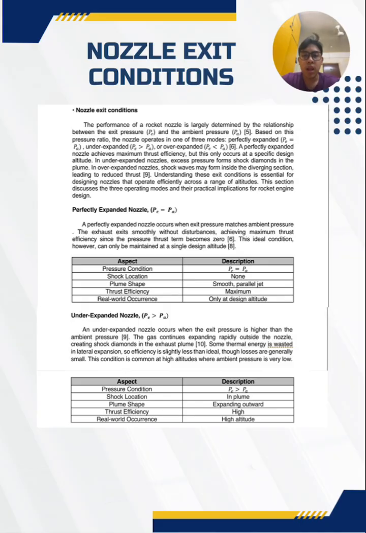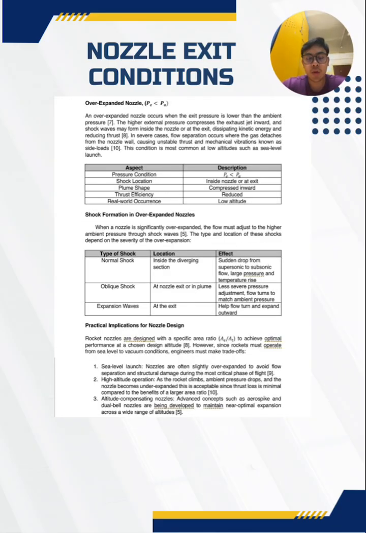Second, in an under-expanded nozzle, exit pressure is higher than ambient pressure. The gas continues expanding outward beyond the exit, forming short diamonds in the exhaust plume. This occurs at high altitude, and while thrust efficiency remains high, a small amount of thermal energy is lost in lateral expansion. Next, we have the over-expanded nozzle condition.